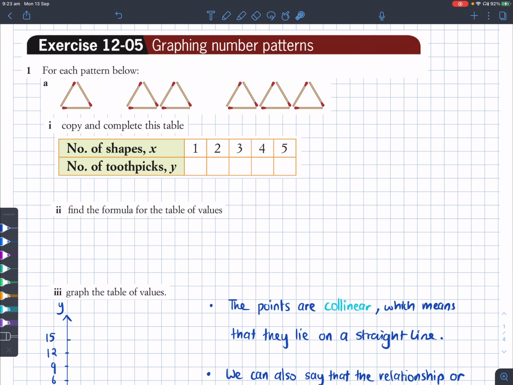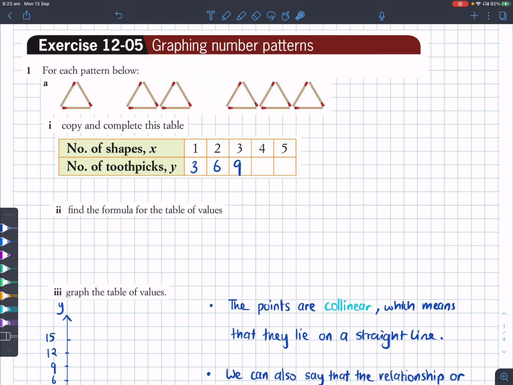So when we have one triangle, how many toothpicks do we use? We use 3 of them. You can count them as 1, 2, 3. Now, what if you have 2 triangles? Then you have 6 toothpicks here because it's 3 more than the previous one. And then when you have 3 triangles worth of toothpicks, you just add an extra 3 compared to the last set of 2 triangles, so that's going to be 9.